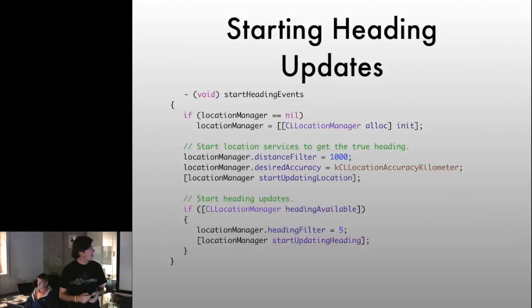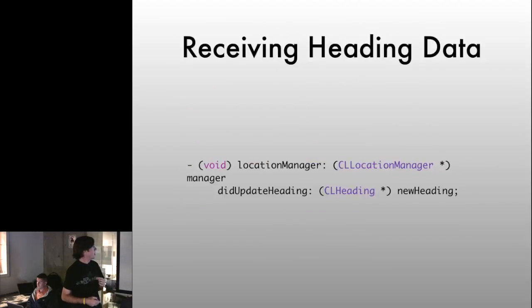So how do we start heading updates? Again, very much like before, in this case we're going to start the location service so that way we can get true north readings. And then, assuming that we can actually get headings, we set a heading filter, which, like the distance filter before, which tells us how far we have to go before we get a location update, the heading filter is how many degrees we have to turn before we get a heading update. And then we just say start updating headings. And as we get updates, this method will get called. It passes in the location manager that sent it and a heading object, so that way you can query what the device's heading is at that time.